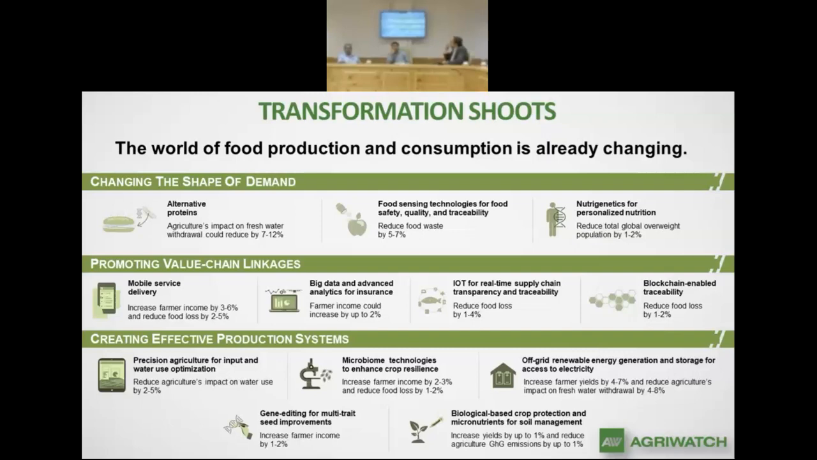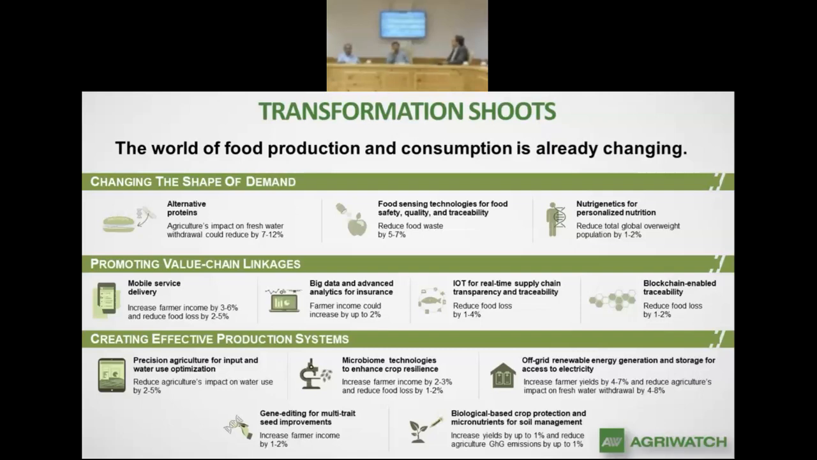Then promoting value chain linkages, such as mobile-based service delivery. This can increase farmer income by 3 to 6% and reduce food loss by 2 to 5%. Big data and advanced analytics for insurance. Risk mitigation is one of the big challenges for farmers, and some of the schemes, when they are very complex, are not very helpful. We are seeing parametric insurance being talked about across the globe, where if a trigger event happens, the farmer gets money without going through a long claim process. If there's no rain, we all know because we have technology, he should be paid. Those are the things you are seeing.